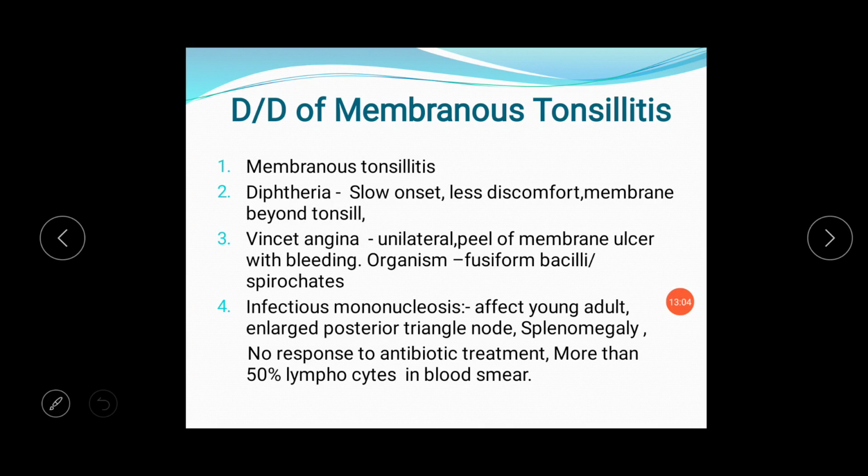Differential diagnosis of acute membranous tonsillitis. So we have already seen that in acute membranous tonsillitis there will be formation of a membrane. This type of membrane can also be seen in other diseases. In diphtheria there will also be acute tonsillitis, but it is more severe in nature. Diphtheria is usually slow in onset, with less discomfort in the initial stage.